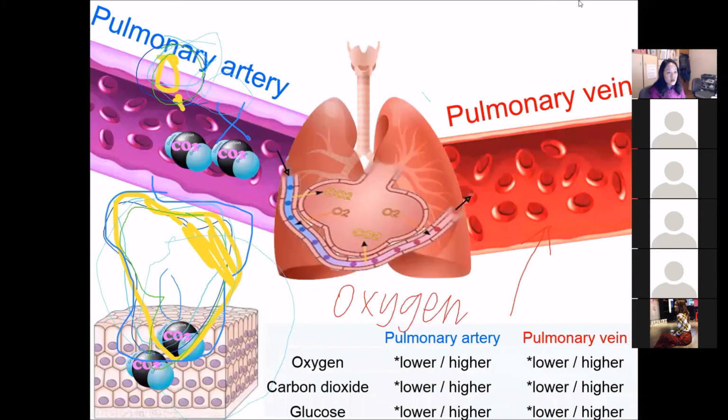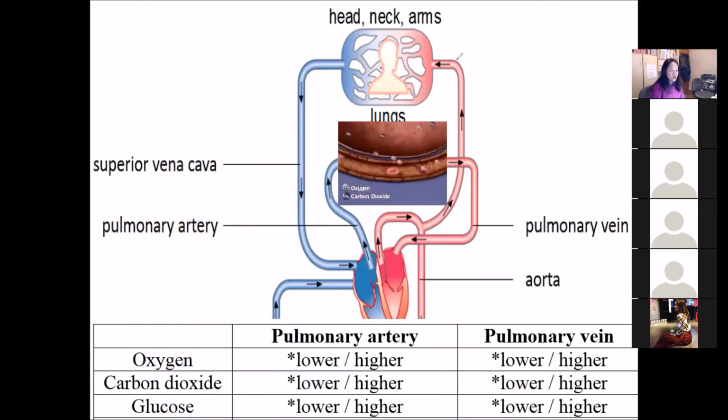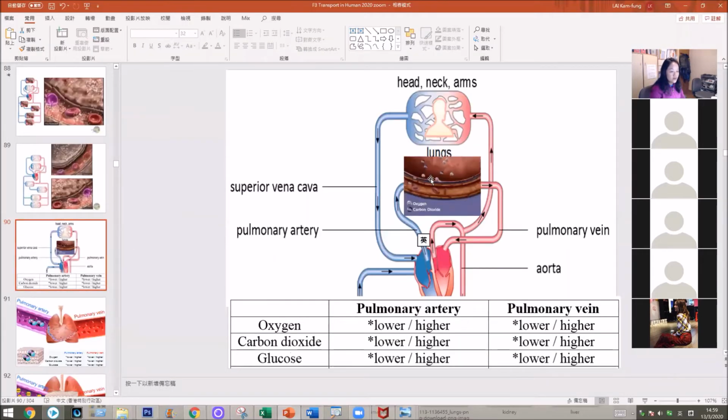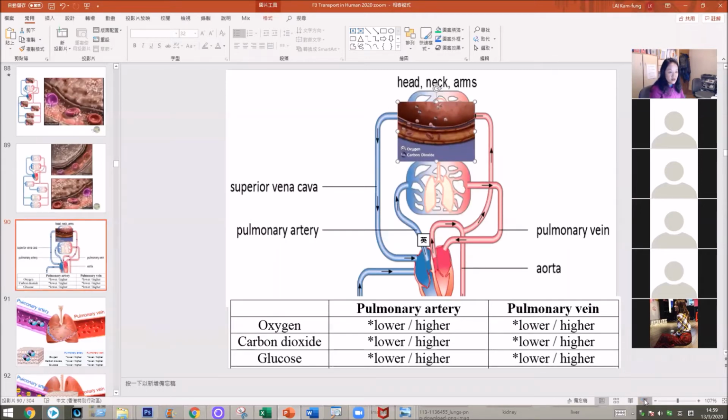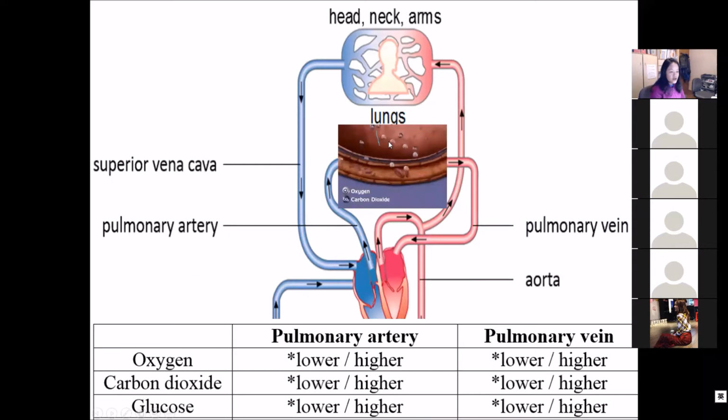Okay, let me clear the mark first. Sorry, this one is the lungs. Okay, yeah, so in the lungs, we have oxygen diffusing in, CO2 diffusing out. Okay, yeah, so this one is the pulmonary artery. The other is the pulmonary vein.